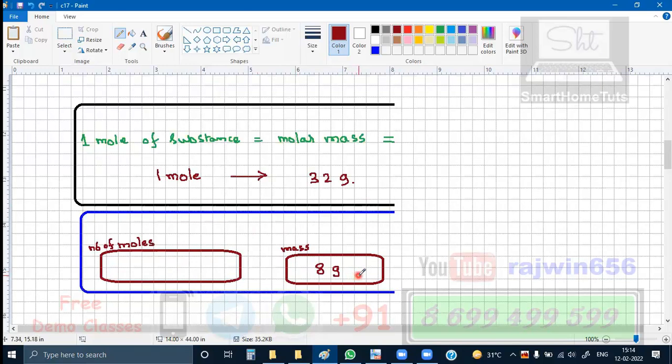Again, do we cross multiply? Yes, again we are supposed to cross multiply. So I'm going to take this value as y. So y multiplied by 32 is equal to 1 multiplied by 8. So this is going to give me y equals 8 divided by 32, which is 1/4, which is going to be 0.25 moles.